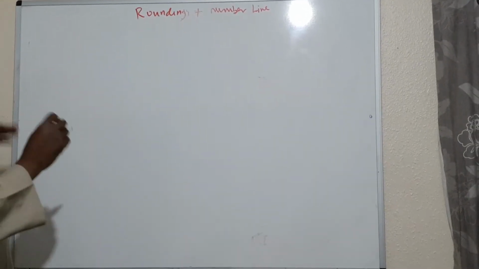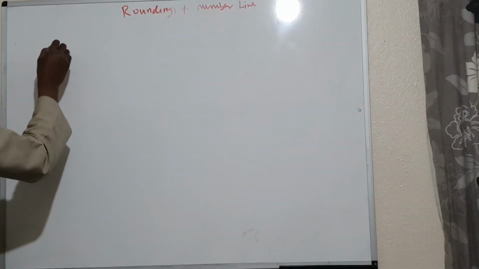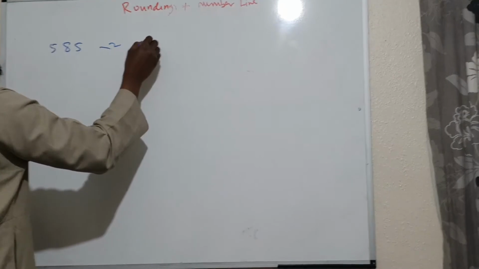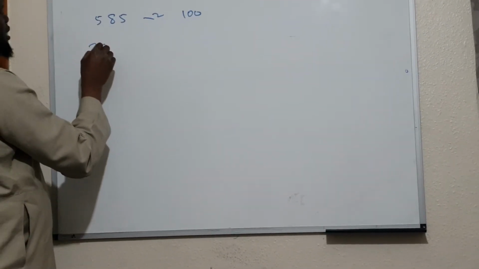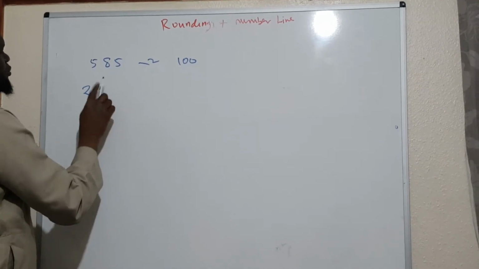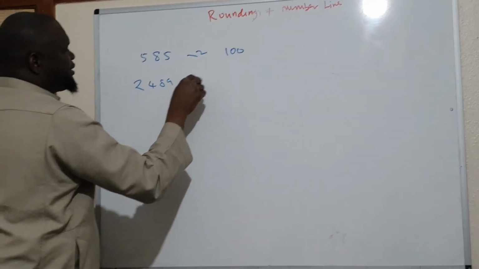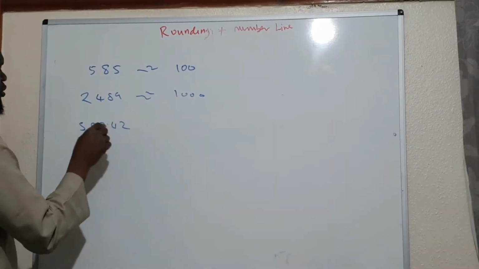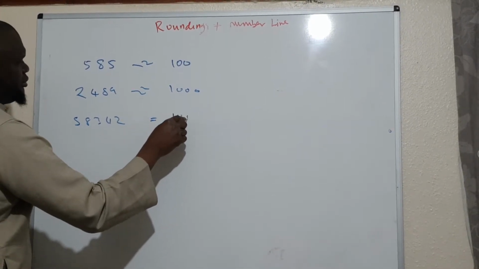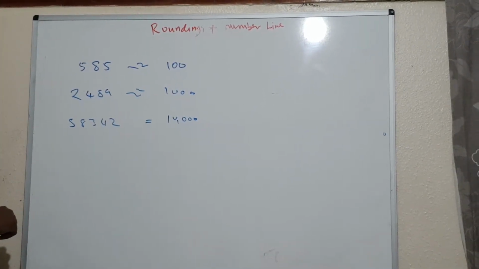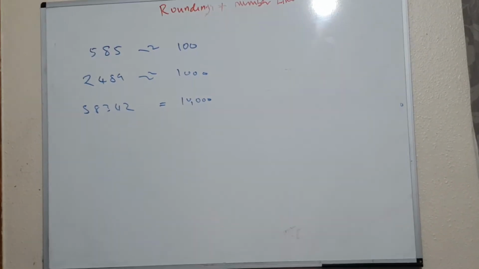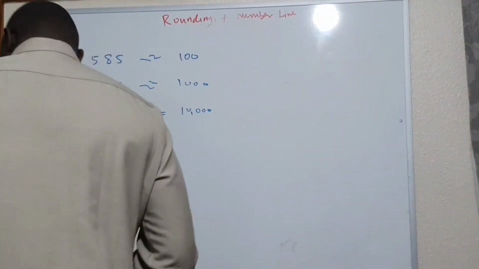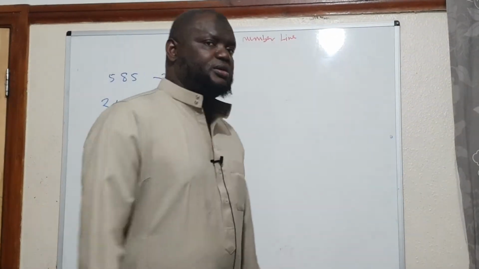Now, let me give you guys a small work to do, okay? 585 you round to the nearest 100, okay? 2,489 to the nearest 1,000, okay? 58,342 to the nearest 10,000. Let me see how you guys tackle this quickly. Okay? So, I'll continue teaching while you do some practice. Go. Okay, are you ready?